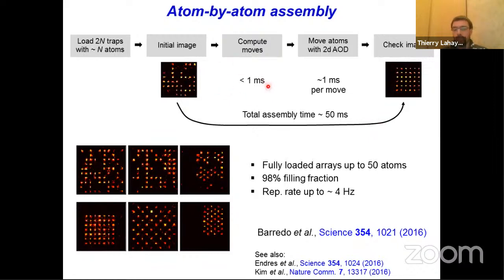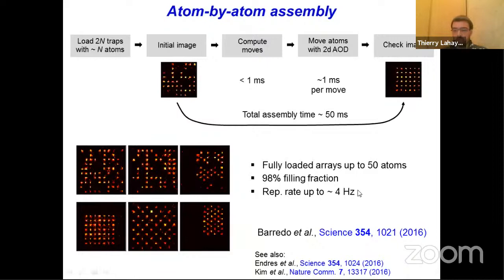And this actually you can do pretty fast. For 50 atoms or so, you can do this in 1 millisecond or so. And then to actually move really the atoms one by one, you do this with an extra optical tweezers, which is controlled by acousto-optic deflectors. And you can also do this pretty fast, typically 1 millisecond per move, which means that in a few tens of milliseconds, you get this fully ordered array.